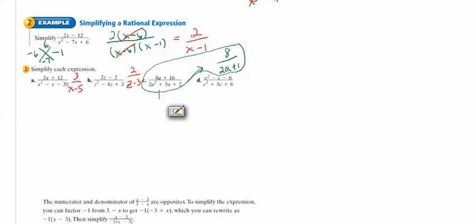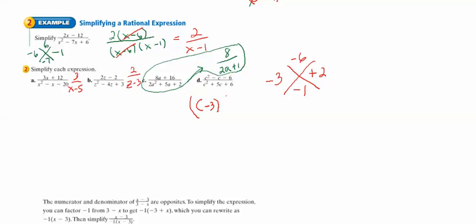Okay, so at the top, we're going to factor, and we have a -6 and a -1. So one's negative, one's positive. Looks like it's going to be -3, +2. That gives me -6. So I've got C minus 3, and then C plus 2.